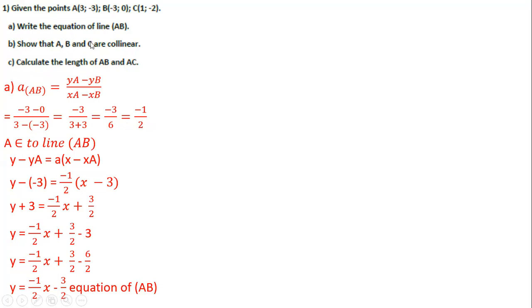Now we get the slope of BC. Can you tell me how we get the slope of BC? It's equal to YB minus YC over XB minus XC.